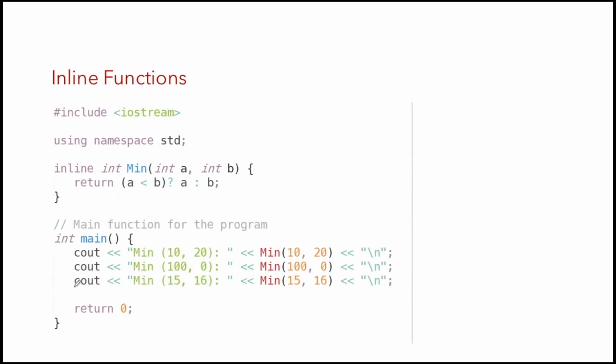So in this example, what I have done is I have created one inline function with the help of the keyword inline. Then I have one return type as int.